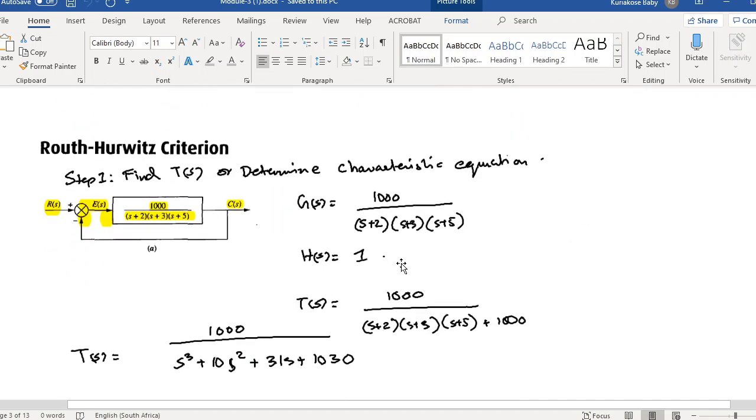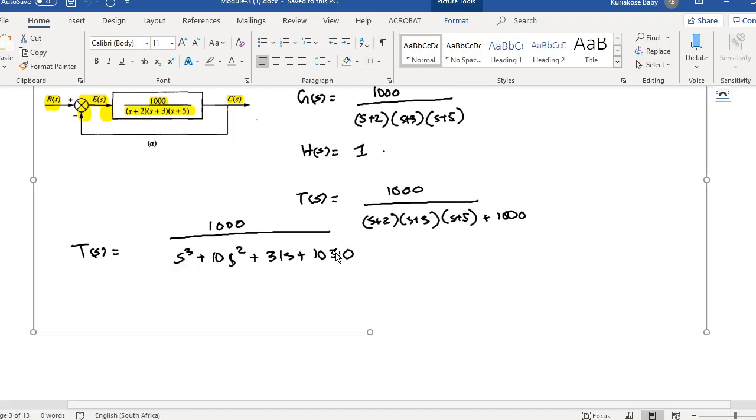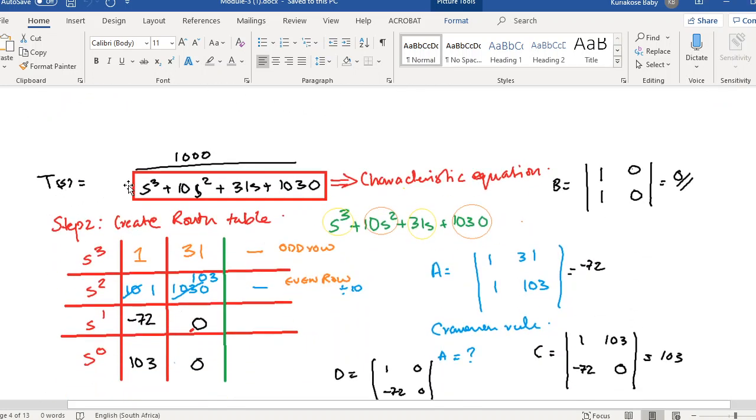So how do we now do the Routh-Hurwitz criterion? Step 1 was to find or determine the characteristic equation. What is the characteristic equation? It is the denominator of the closed loop transfer function. You need to find T of s, and then the denominator of T of s, that is this portion here, is your characteristic equation. It's very important that we find out what the characteristic equation is. Like I've stated here, the characteristic equation is the denominator of the closed loop transfer function.